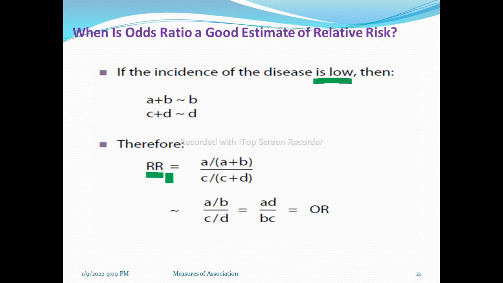Therefore relative risk means, as I told you before, A over A plus B, C over C plus D. That means we can replace A plus B by B, C plus D by D. So we can get A over B, C over D. This means A over B, C over D is equal to AD over BC. AD over BC is equal to odds ratio. So in the case where the disease incidence or prevalence is low, the value of odds ratio and the value of relative risk becomes equal.